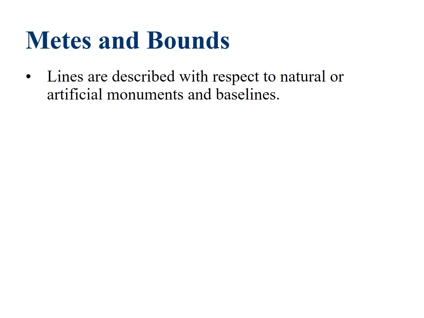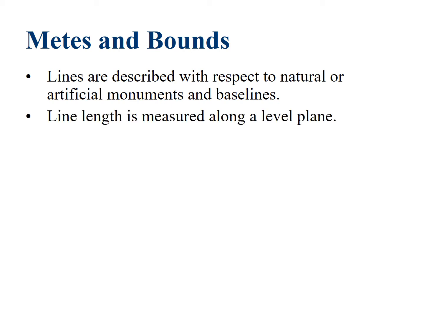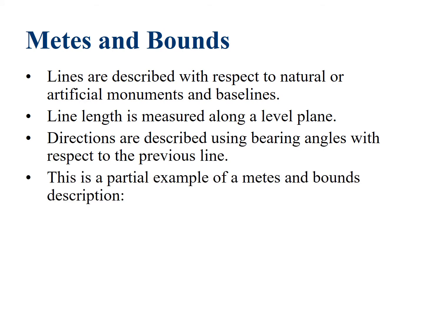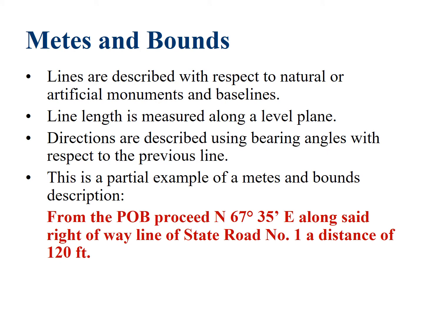Lines are described with respect to natural or artificial monuments and baselines. Line length is measured along a level plane. Directions are described using bearing angles with respect to the previous line. This is a partial example of a metes and bounds description. From the point of beginning, proceed north 67 degrees 35 minutes east along said right-of-way line of State Road Number 1, a distance of 120 feet.